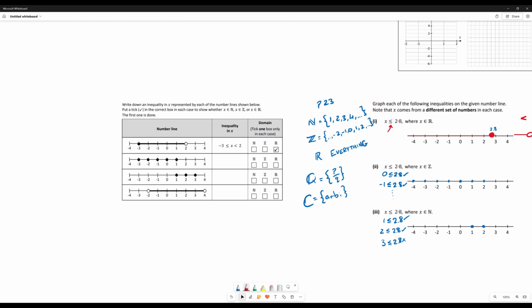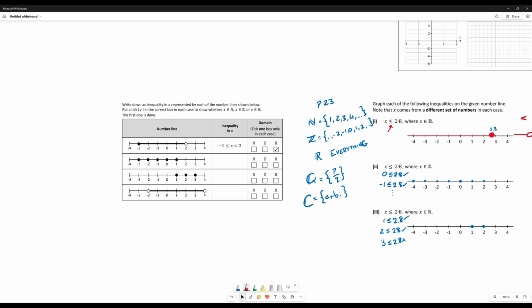Write down an inequality in X represented by each of the number lines shown below. Put a tick in the correct box in each case to show whether X is an element of N, Z, or R, and the first one is done. Now, if I remember, there's multiple answers for these, so that's going to make things trickier.